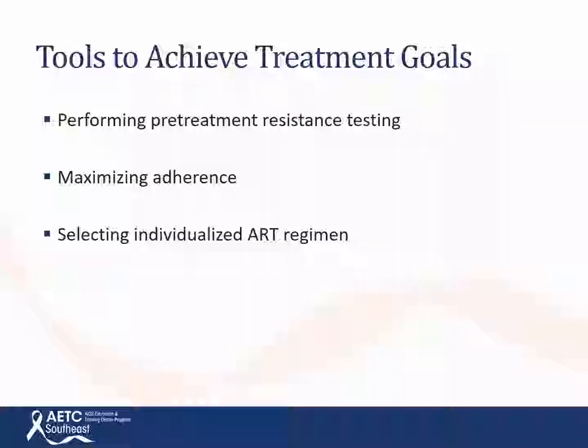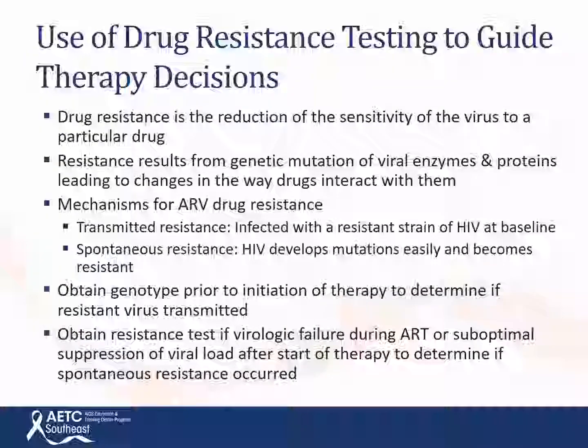So here are 3 tools for achieving these treatment goals: performing pre-treatment resistance testing, maximizing adherence, and selecting individualized antiretroviral therapy regimens. So now let me tell you a little bit more about resistance, adherence, and then we'll move into how the process to select an antiretroviral regimen. So we'll start with performing pre-treatment resistance testing.